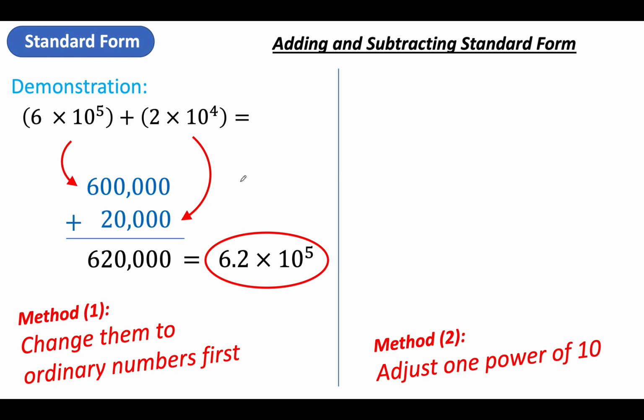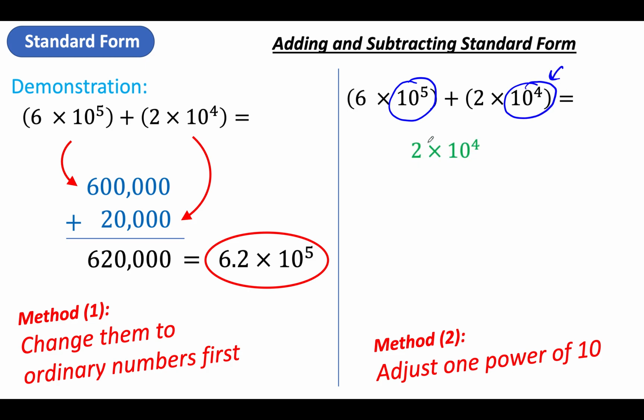Because if they've got the same powers of 10, if this 2 is in this column, I could just have added those 2 together. It would have been much easier. So let's think of this again. This time I'm going to look at the powers of 10 and find the smaller one and change it to be the same as the big one. So I've got the 10 to the power of 5 and I've got 10 to the power of 4. So this is the smaller one. And I'm going to adjust it so it matches the other one. So it's now 10 to the power of 5.